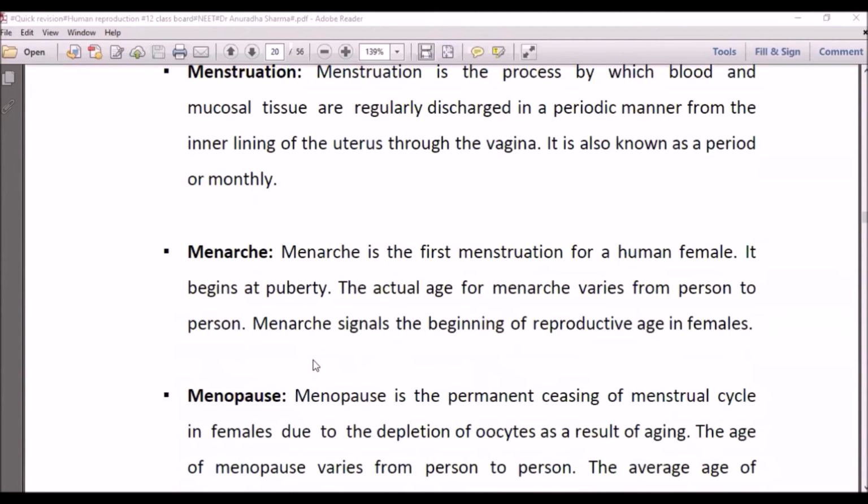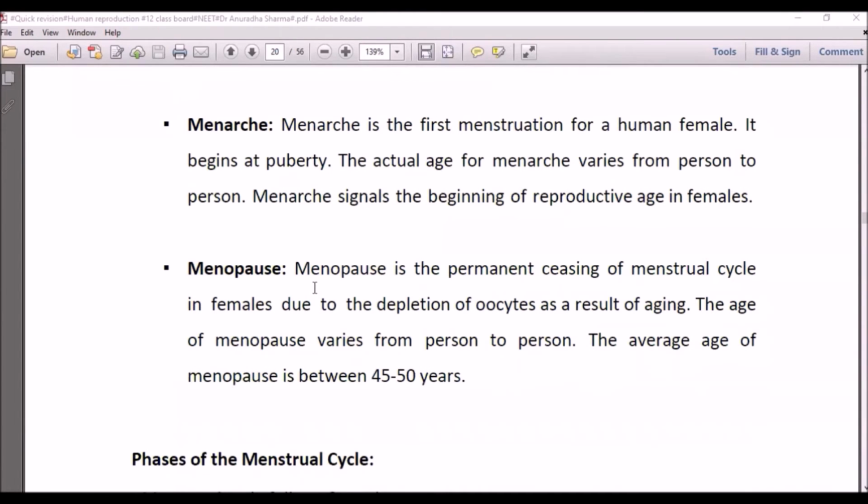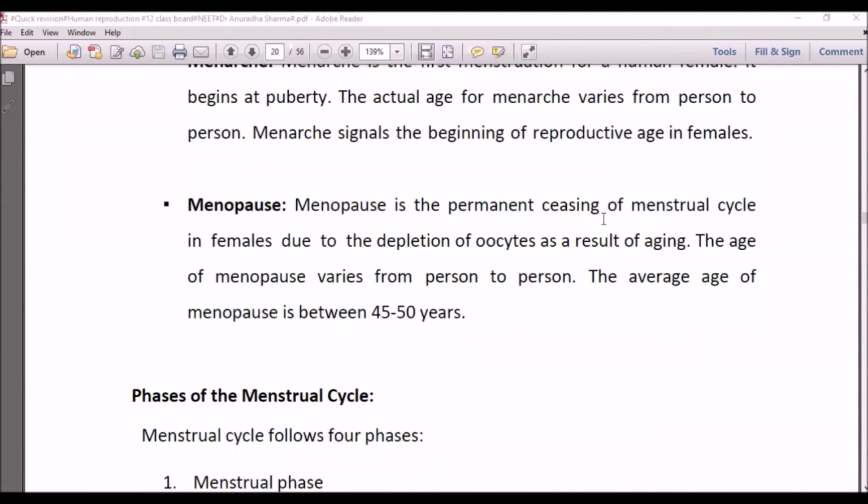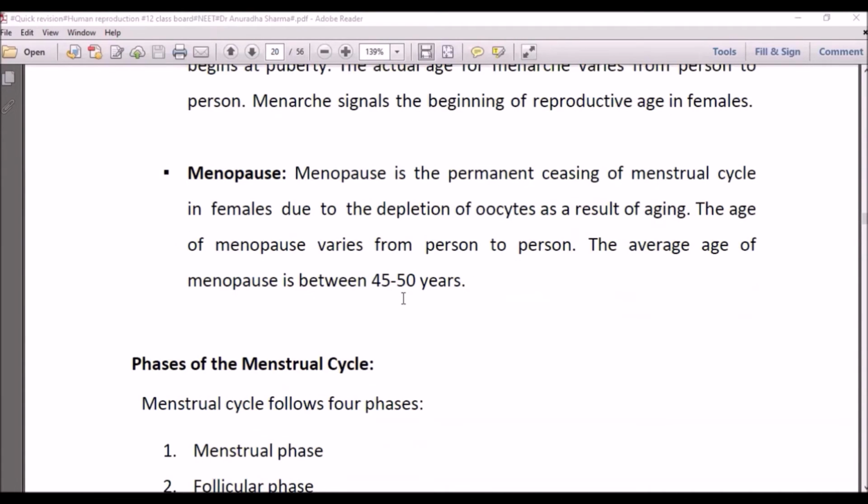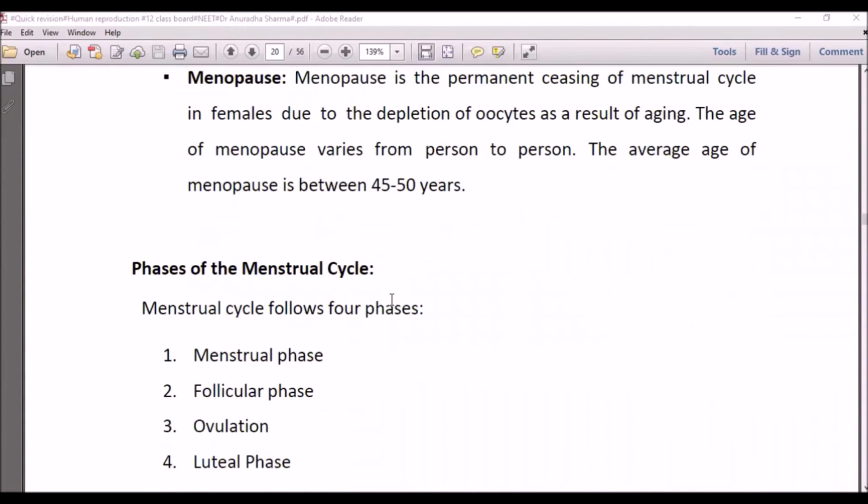Now what is menarche? Menarche is the first menstruation of a human female. When the cycle occurs first, it is known as menarche. It normally occurs at puberty. So it gives the signal for the beginning of the reproductive age in females. Now menopause is the permanent ceasing of the menstrual cycle. It occurs due to depletion of oocytes as a result of aging, and menopause occurs between 45 to 50 years of age. So this is the end of the period.